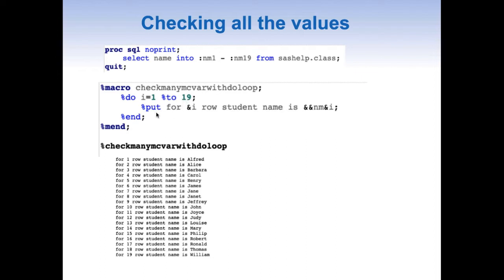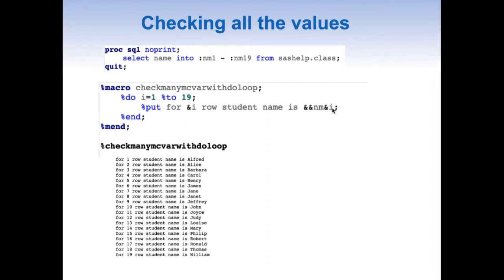Here, to do that, what I am saying is %do I equal to 1 %to 19. In here, what I'm trying to do is access nm1 to nm19 by doing ampersand ampersand nm ampersand I. Whenever we have more than one ampersand, it is known as an indirect macro variable reference. I have gone into detail about this in one of my videos, but I will go into lesser detail here to explain this.